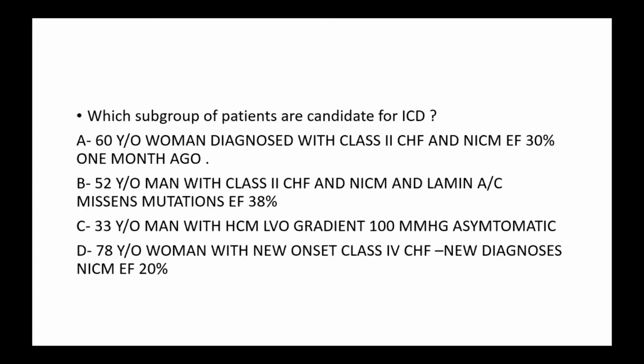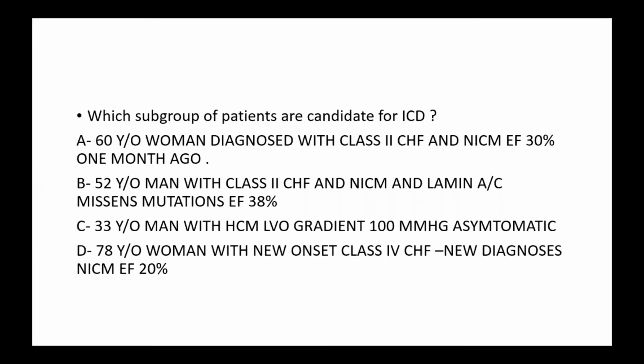B. No, the B is ejection fraction of more than 35%. Yeah, right. But all the others... C, hypertrophic cardiomyopathy, resting gradient is 100.